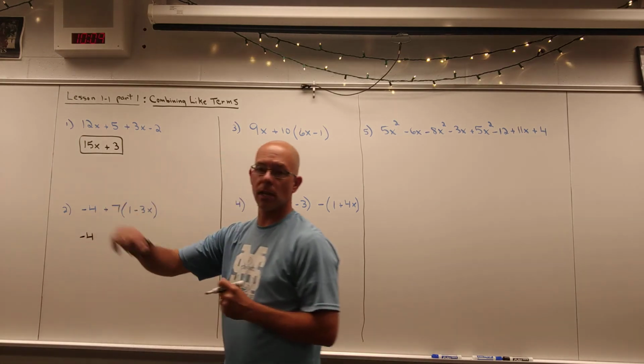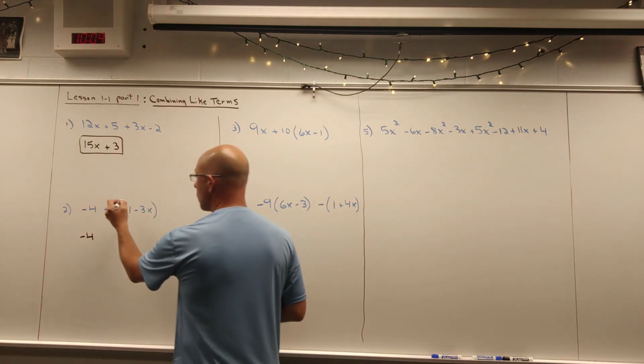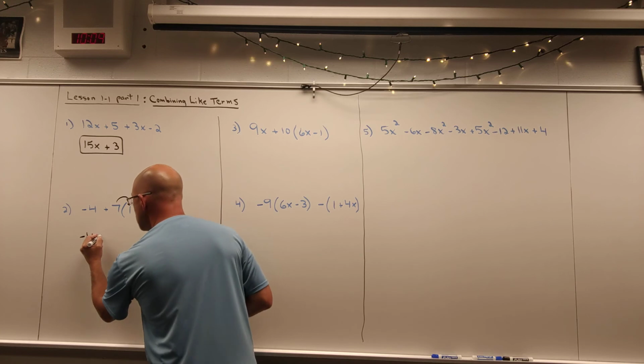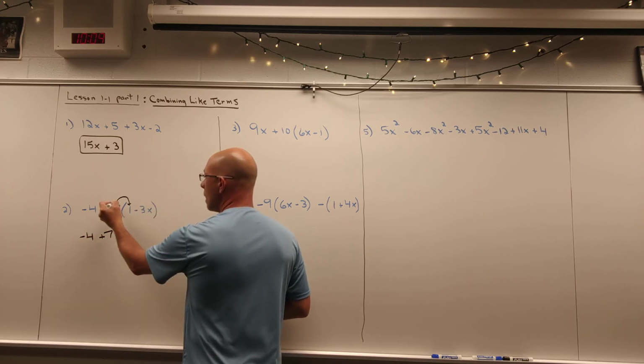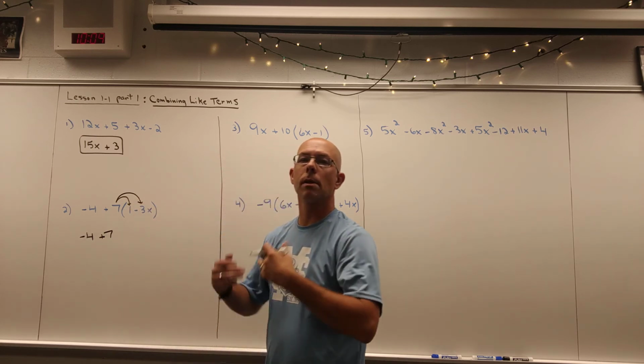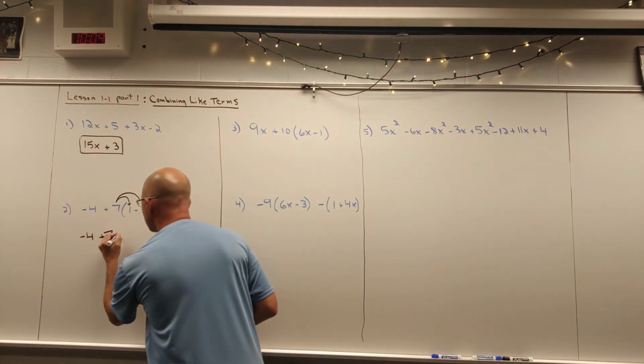The negative 4 is a non-issue right now. So here's how I read this. I read this as 7 times 1, which is positive 7. And then I read this as 7 times minus 3x, which is minus 21x.